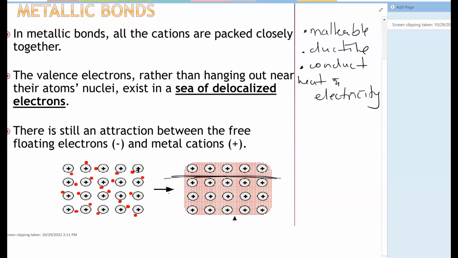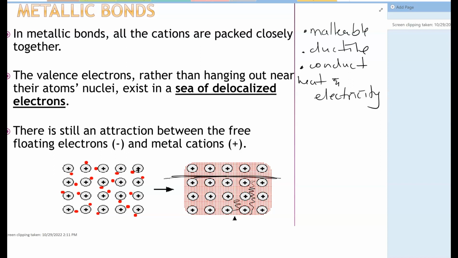Same thing with ductility. Ductility is the ability to turn into wires. And heat and electricity conduction, again, has to do with the fact that there is this sea of electrons here, the pink here. The sea of electrons allows for electricity and heat to be conducted because you can have electrons easily flowing through it without a problem.